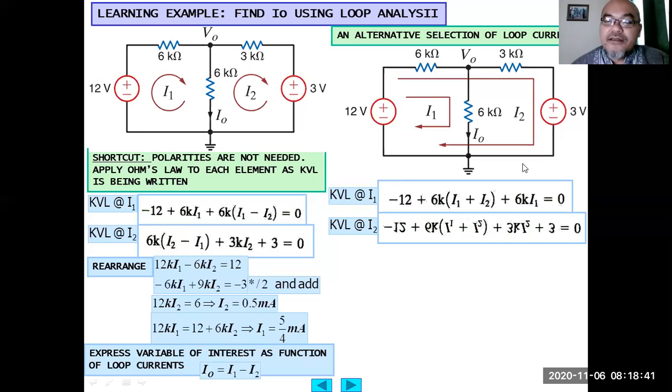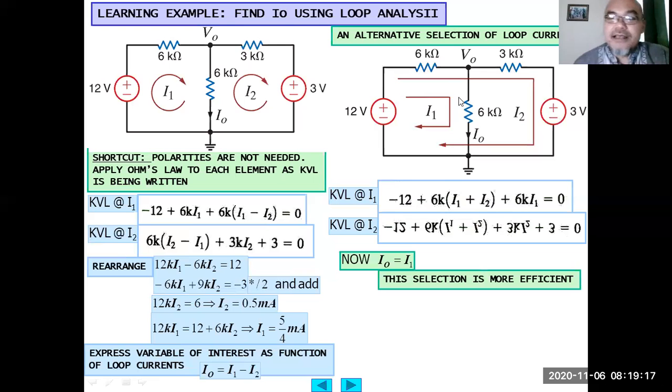On the second loop, on the other hand, first from here as well, minus 12. Sorry, the writing is upside down. So minus 12 plus 6 kilo, and on this resistor there are two loop currents flowing through it, I1 and I2. So plus 6K multiplied by I1 plus I2. In this one, for 3K only I2 flows through it, so plus 3K I2, then there is a voltage drop here, plus 3 volt equals 0.